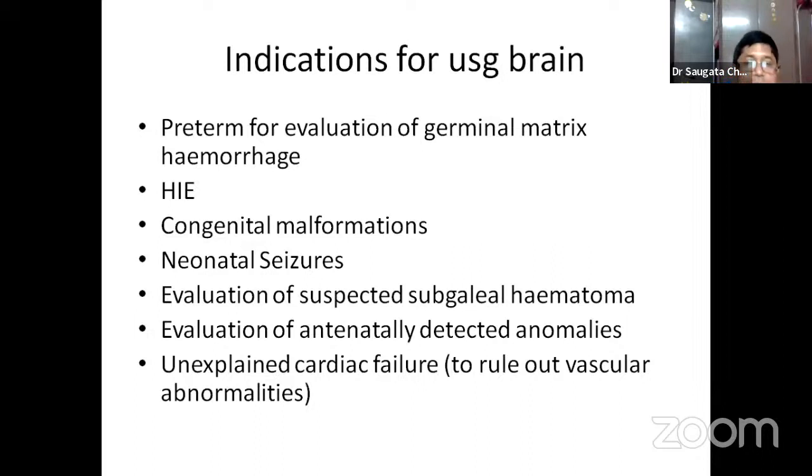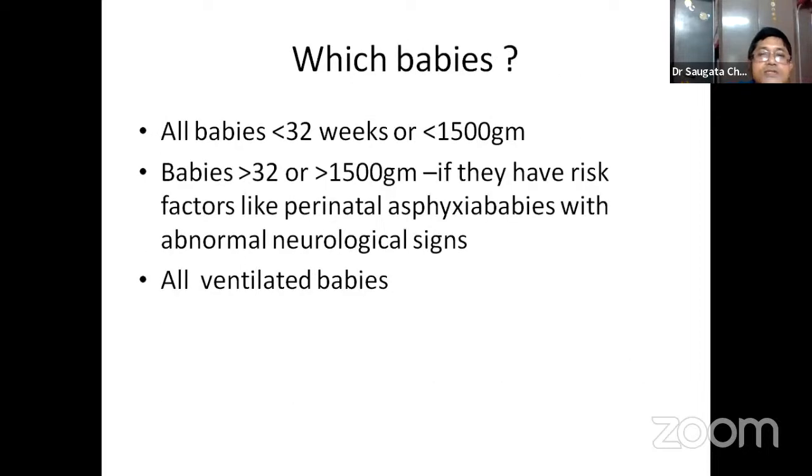Again, all the perinatal asphyxia and seizure disorder patients, we must do the USG brain. And other indications are unexplained cardiac failure and congenital anomalies. So which babies? This should be routinely all the ventilated babies, all babies less than 32 weeks or less than 1,500 grams, and if the babies are perinatal asphyxia babies or have any abnormal neurological signs.